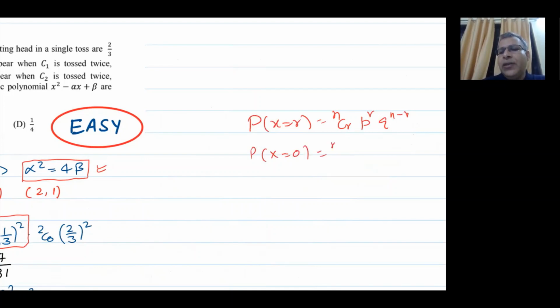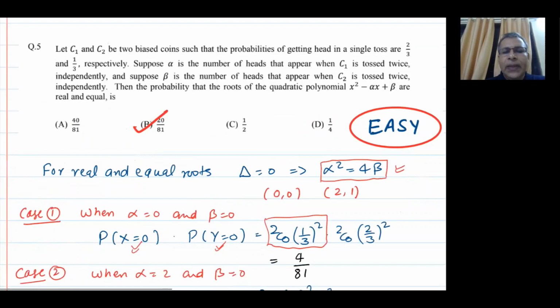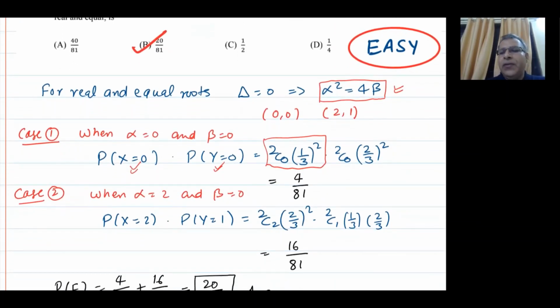So that means x equal to 0. So nC0 p to the power 0 and q to the power n minus 0. So now n is given 2. So we get 2C0 and p to the power 0 and q to the power 2. So we get 2C0 and p to the power 0 is 1, q is 1 upon 3 whole square. And then we'll get P of x equal to 0 and P of y equal to 0. So similarly, we'll use the formula here, and this is for P of y equal to 0. So here we get the probability that will be 4 divided by 81.